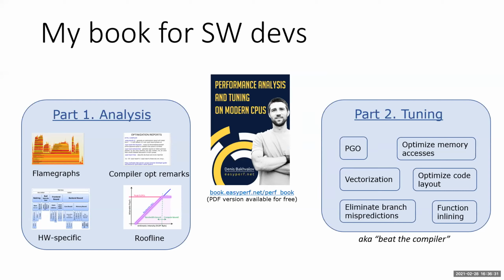But finding the bottleneck is only half of the problem. The second part is that you also need to fix it. And the second part of the book is all about tuning, how to work with the compiler, to fix and clean up all its shortcomings, AKA, beat the compiler. Oh yeah, by the way, the PDF version of the book is available for free. You can download it using this link.